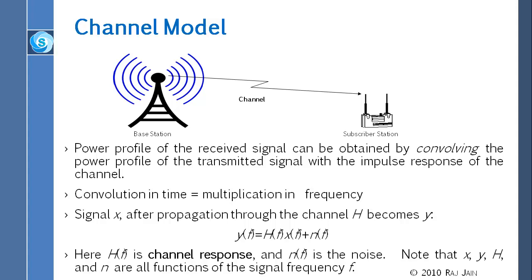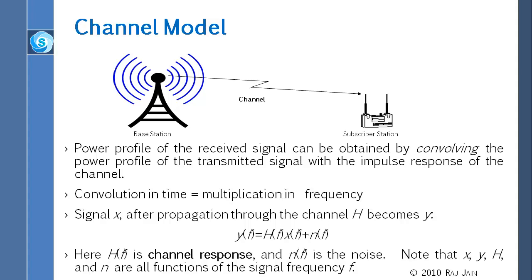These are all functions and not numbers, right? So each of them is a function, basically like a graph, a curve. For example, X(f) could be just a sequence of numbers, an array. This says frequency, power, frequency, power, frequency, power, right? So you have a continuous graph. That is X(f). Similarly, Y(f) is another graph.